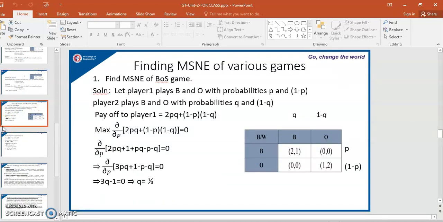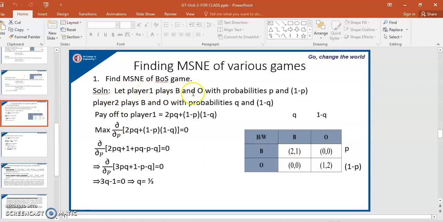Now we will see how to find the MSNE of various games. The first one: find the MSNE of the BOS game. This is your standard BOS game where player 1's preference is both of them going to the boxing match over both of them going to the opera house, and least preferred is each of them going to different concerts. Player 2's preference is both of them going to the opera house over both of them going to the boxing match, and least preferred is going to different concerts. So, let us start with the solution.